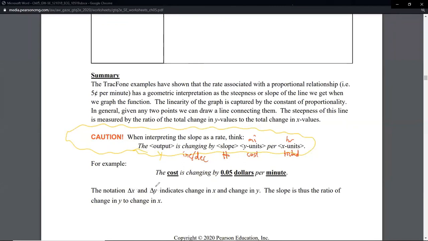This is called a delta. It just represents change, as they indicate here. So again, this sentence right here is relating to that cell phone plan earlier. The cost is changing, or we could have said the cost is increasing by 5 cents per minute, or $0.05 per minute. Because every extra minute we talked, we paid 5 more cents.